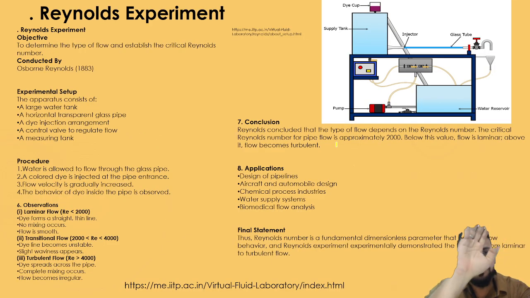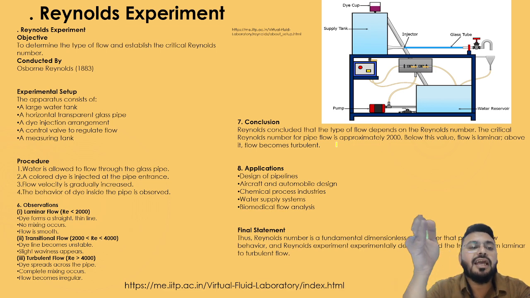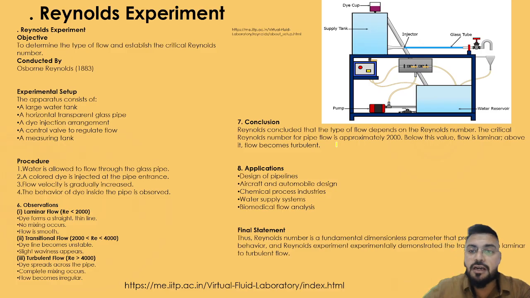Reynolds experiment. Objective: to determine the type of the flow and establish the critical Reynolds number. It was conducted by Osborne Reynolds. Here we can see an experimental setup: a large water tank, a horizontal transparent glass pipe, a dye injecting device, a control valve to regulate the flow, and a measuring tank.